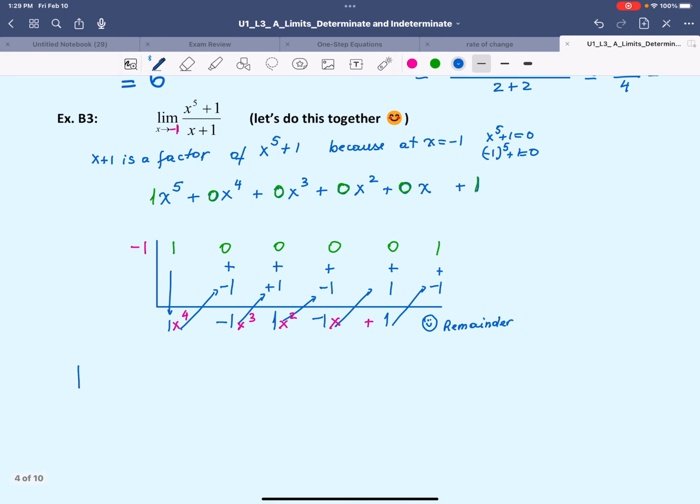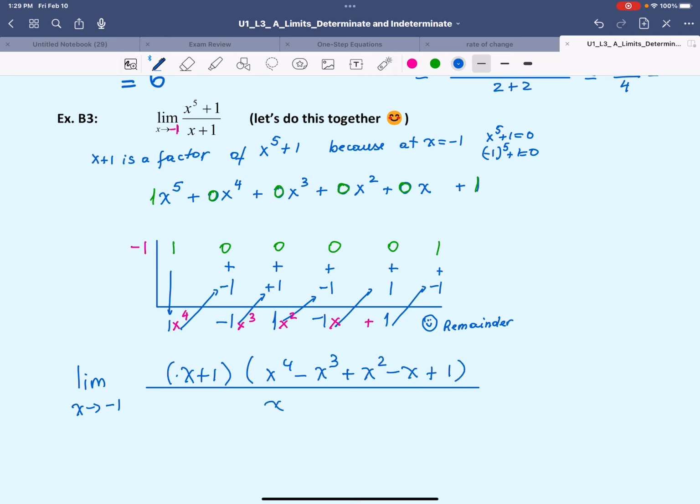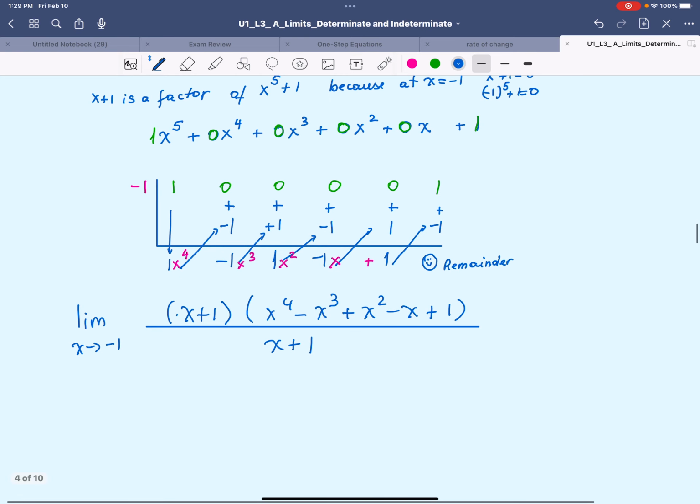So if we were to write that function now inside the limit in factored form, long line here. And then we'll have x plus 1 times x to the 4 minus x to the 3 plus x squared minus x plus 1, close brackets, over x plus 1. And now the moment we've been waiting for, chop, chop, and here goes the limit as x approaches negative 1 of x to the 4 minus x to the 3 plus x squared minus x plus 1.